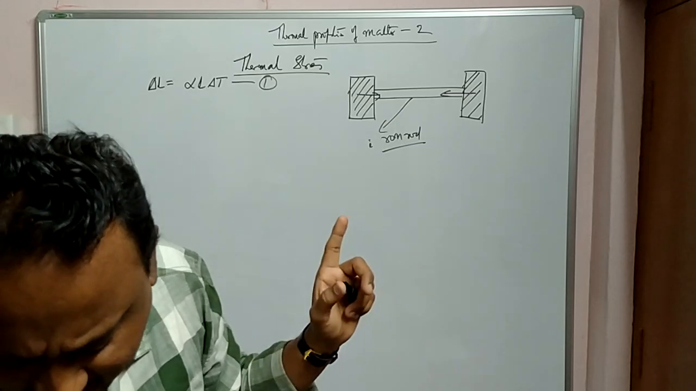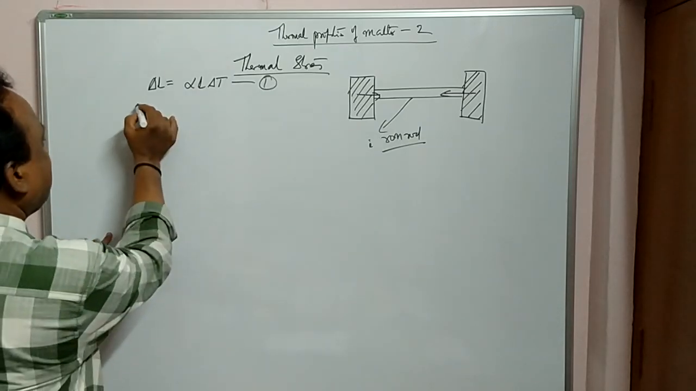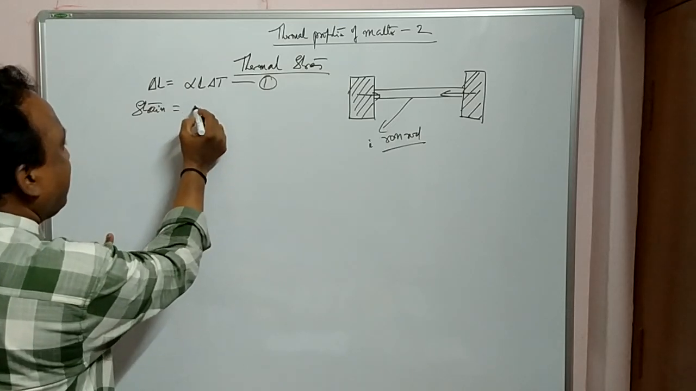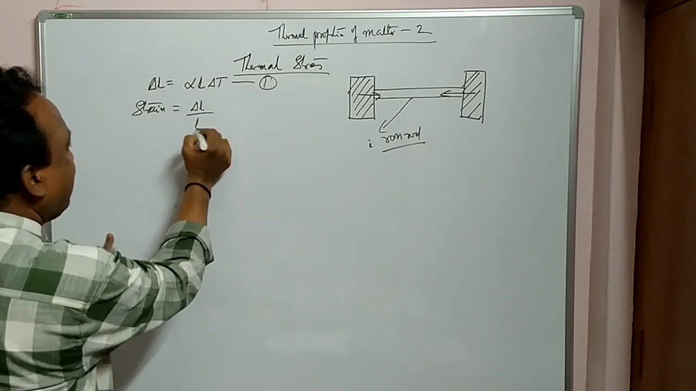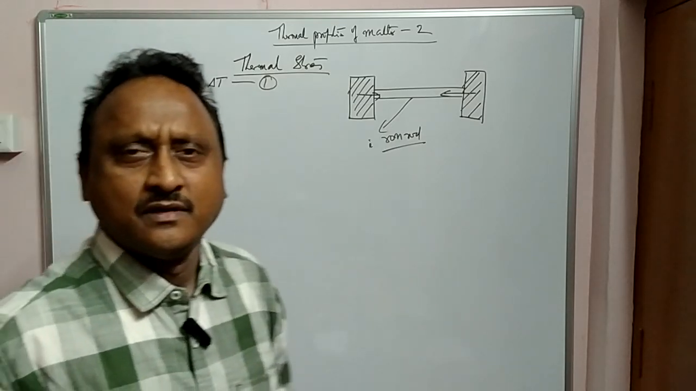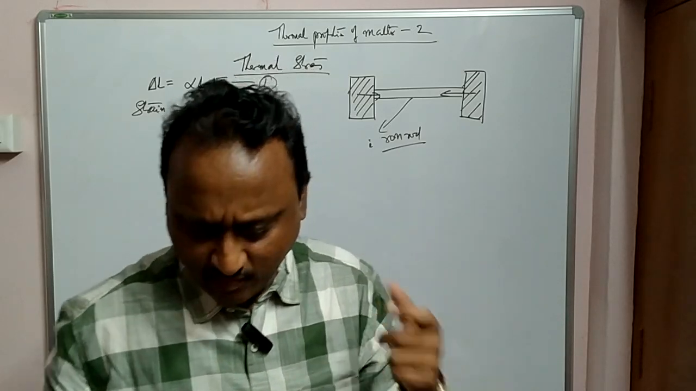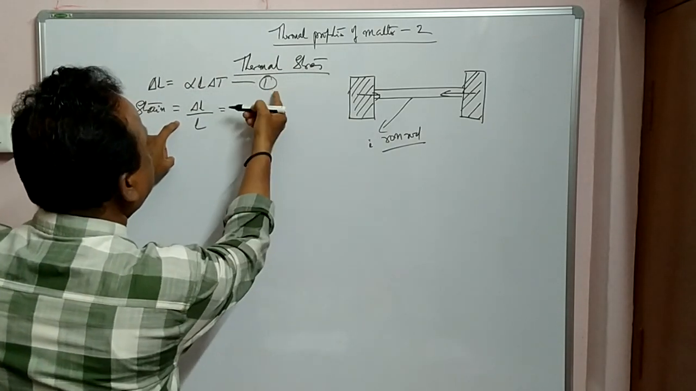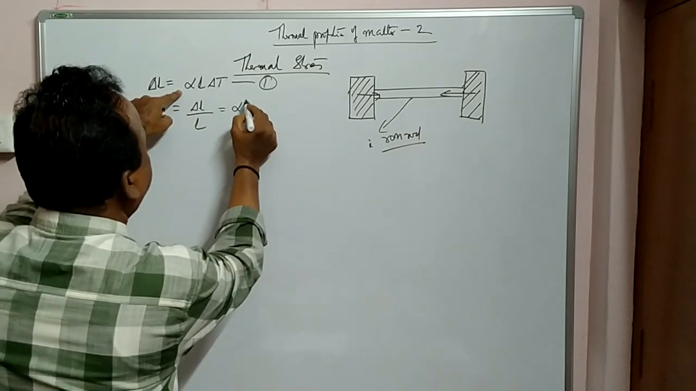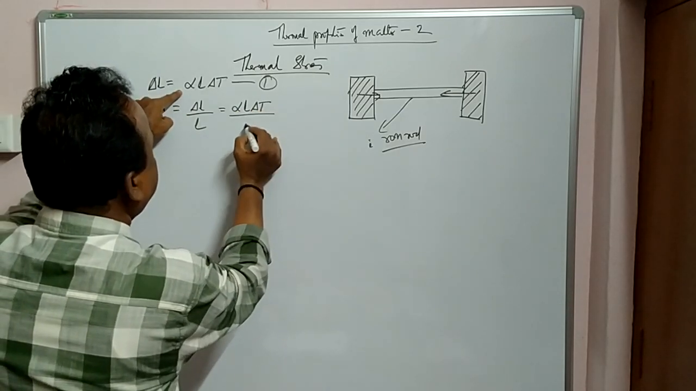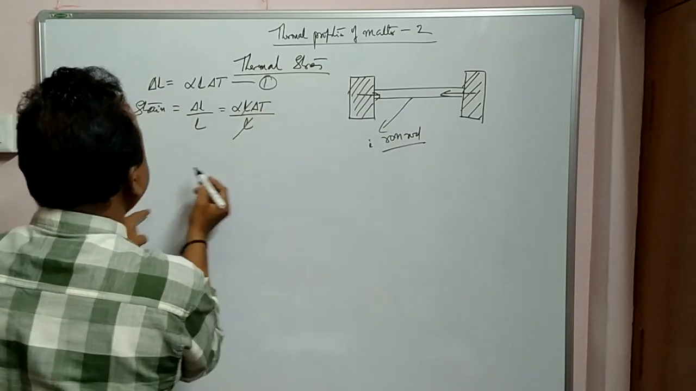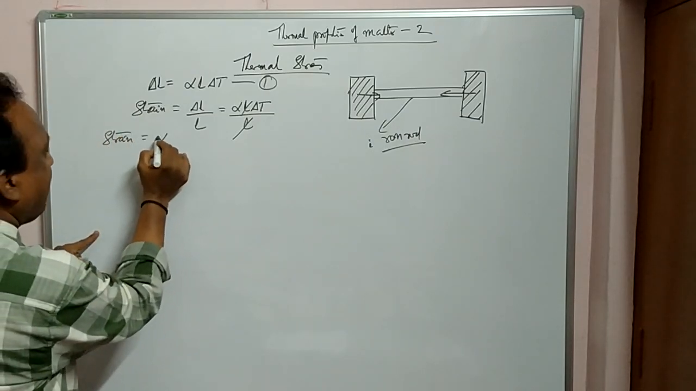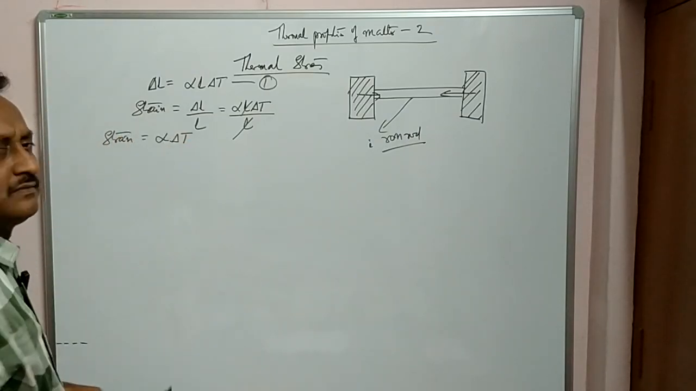Now what will happen is, what is strain? Strain in formula is delta L by L. Now in the place of delta L, I can write equation 1, that is alpha L delta T by L. L and L get cancelled. Now strain is equal to alpha delta T.